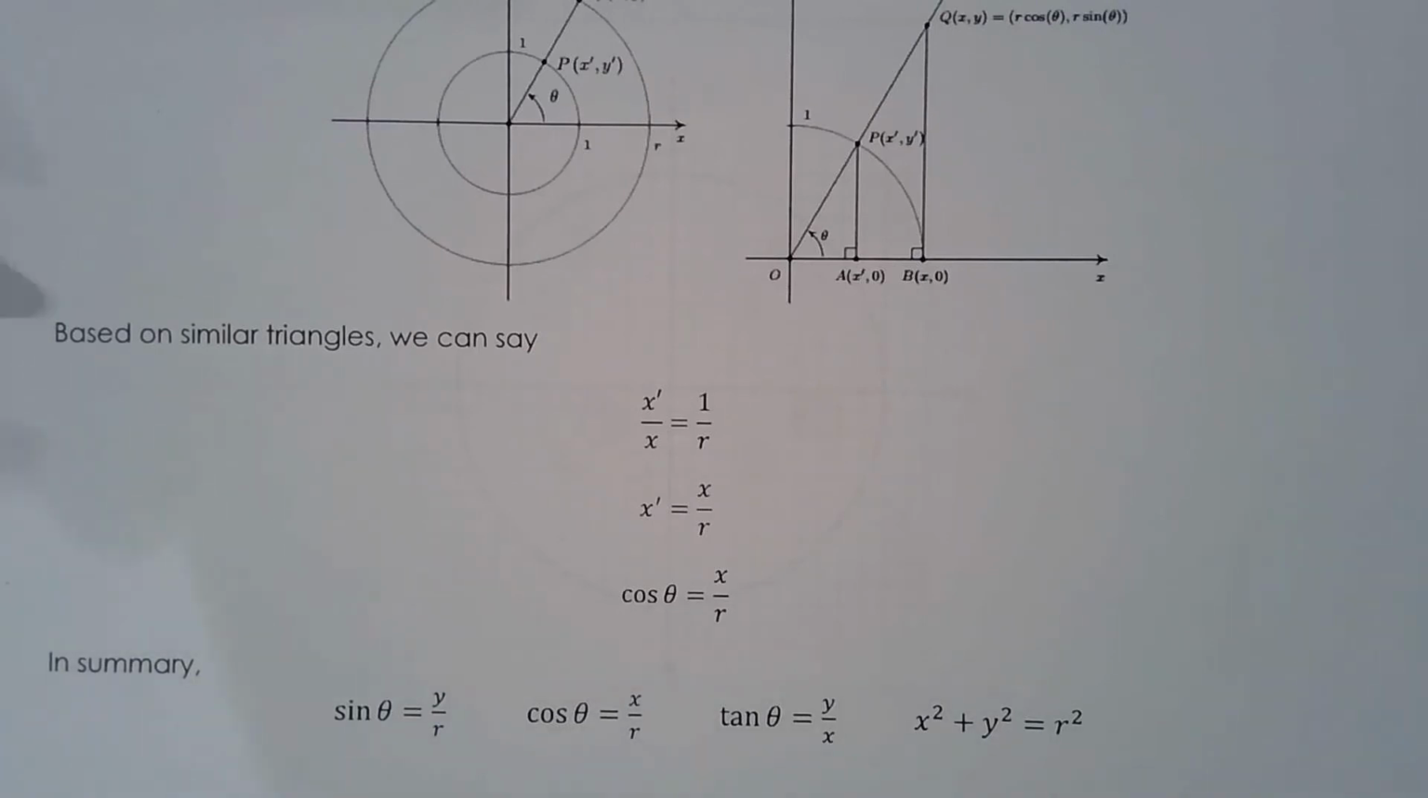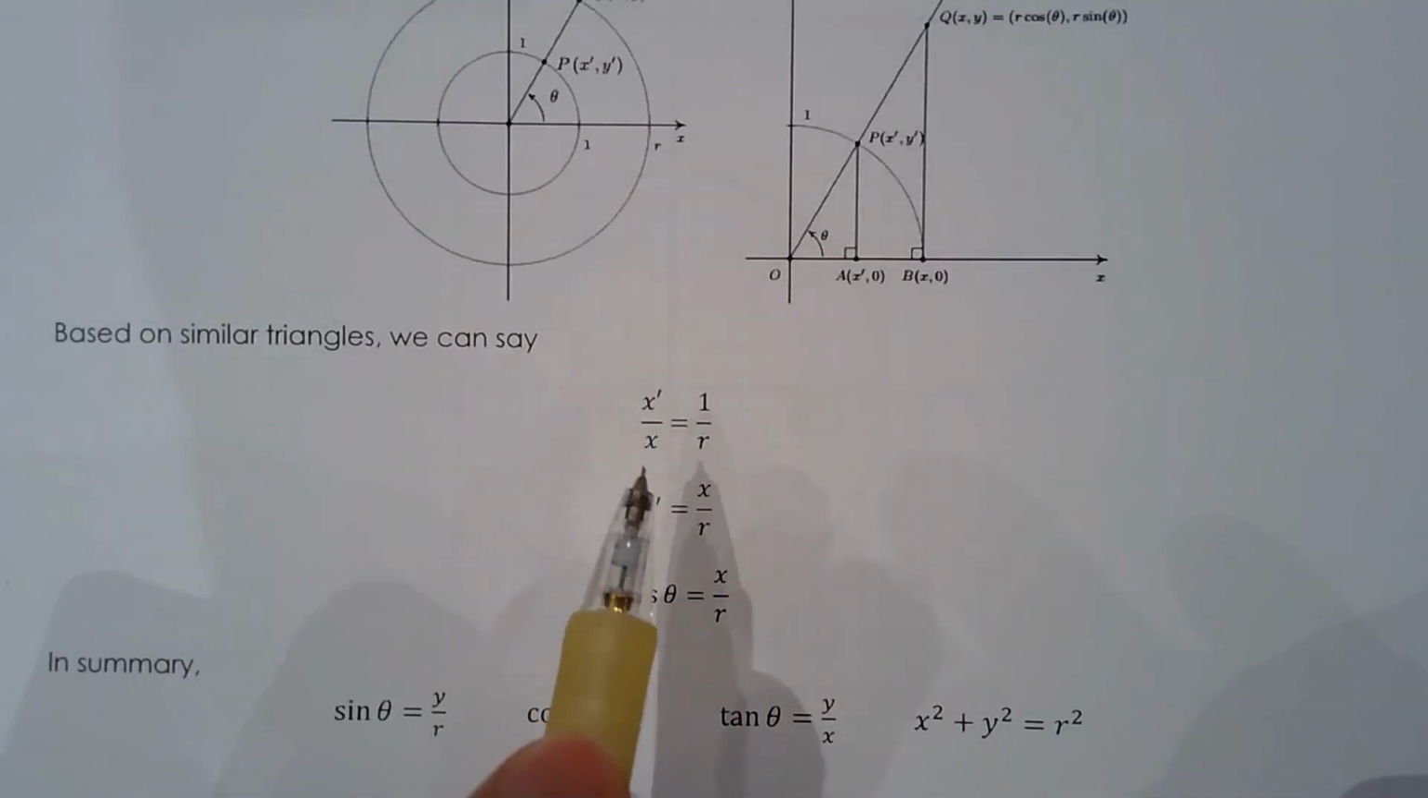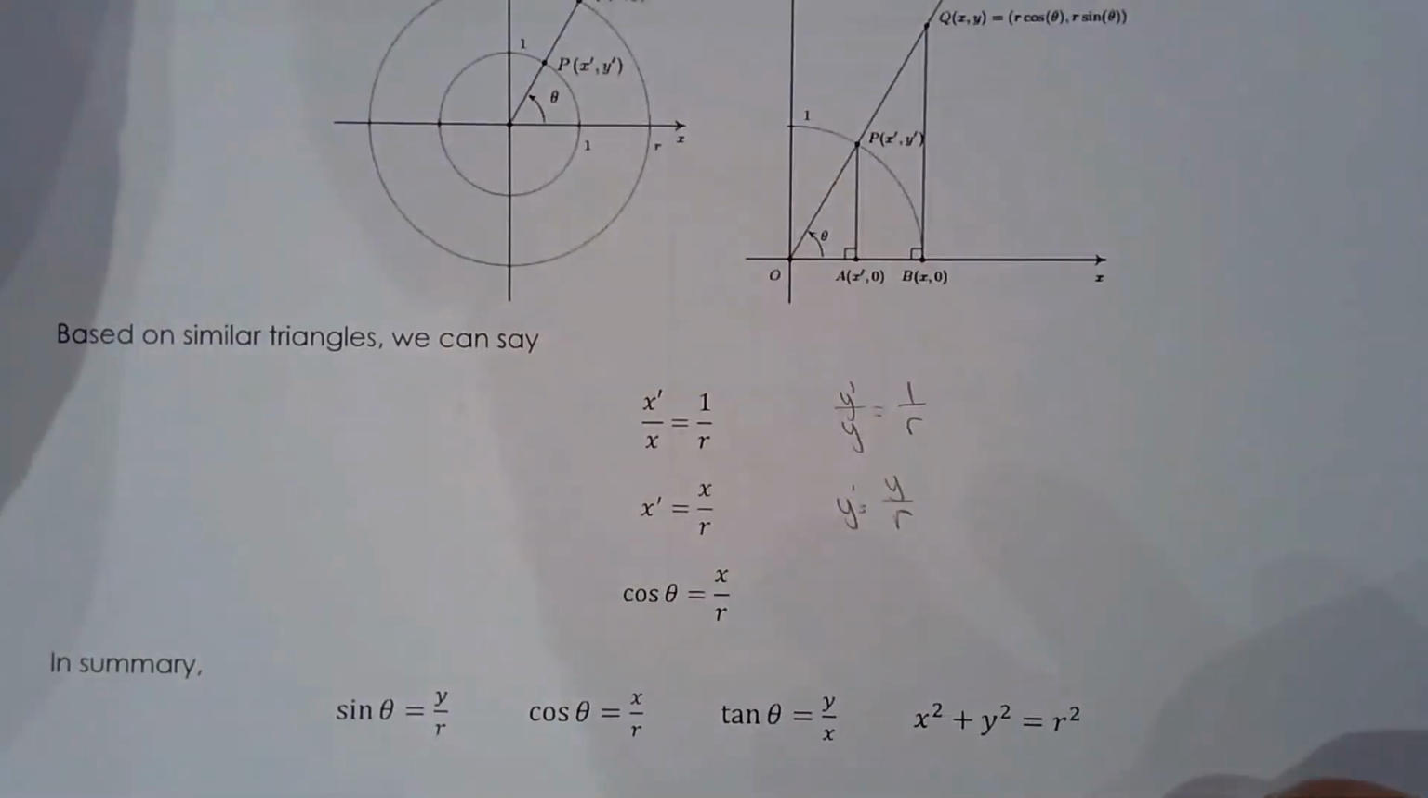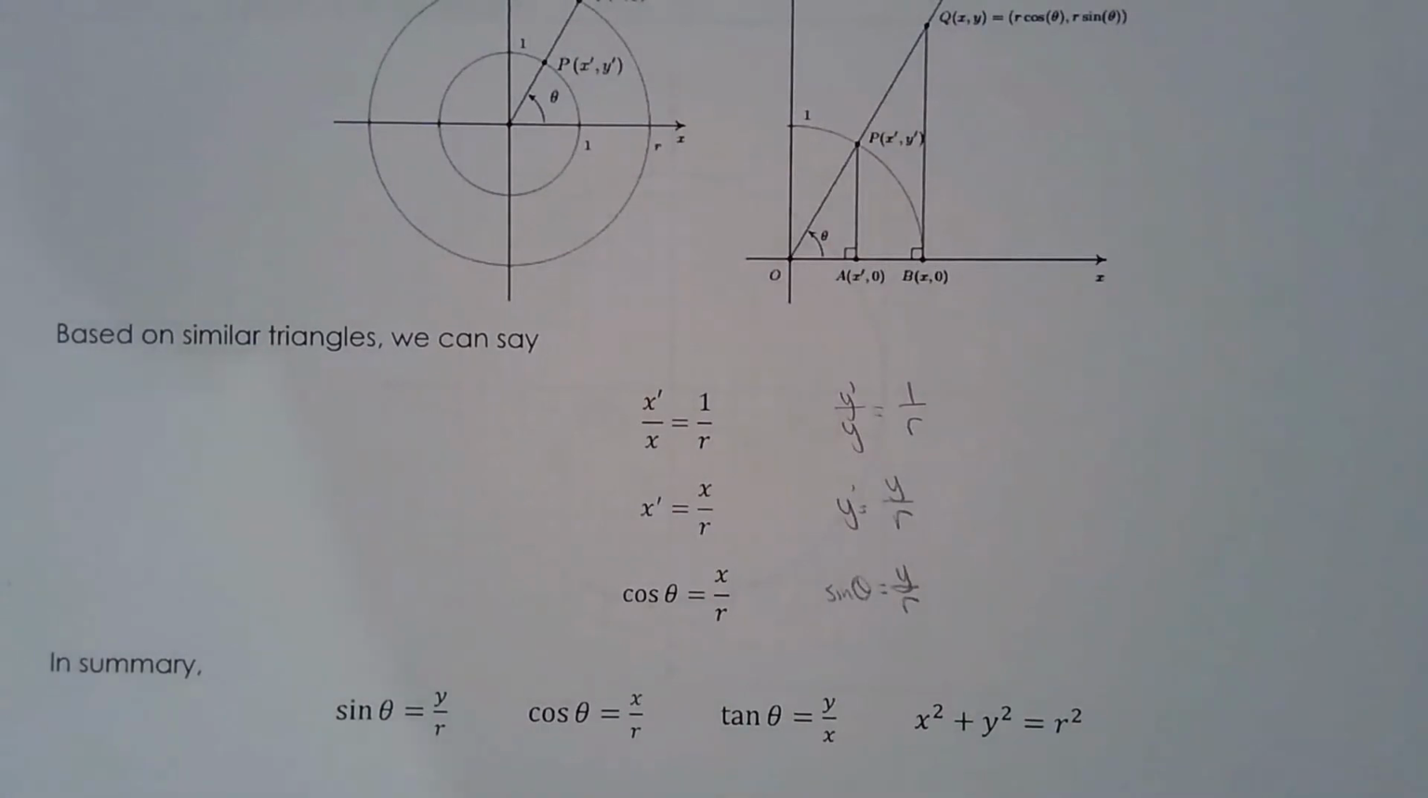What about sine theta? Using a very similar idea, instead of x prime over x, we're going to have y prime over y, which means y prime is y over r, y prime being the y coordinate of the point on the unit circle, which is sine theta. So sine theta is y over r. It works out perfectly fine. Even though you're not working with a unit circle, you can still find the ratio for sine, cos, and tan. Now, tan works out very nicely.